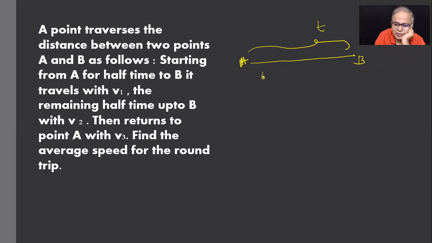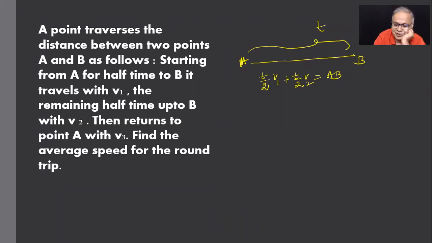First, T/2 time is going with V1. So that's the distance for the first time. Next, the second half time is T/2 with V2. This is equal to how much? T times AB, the distance. Isn't it so?